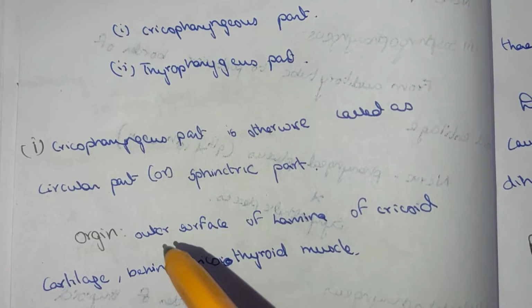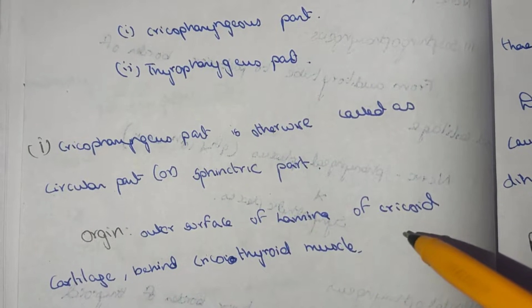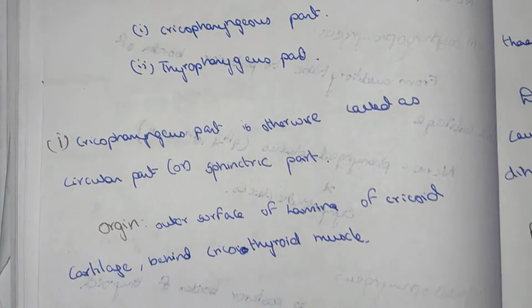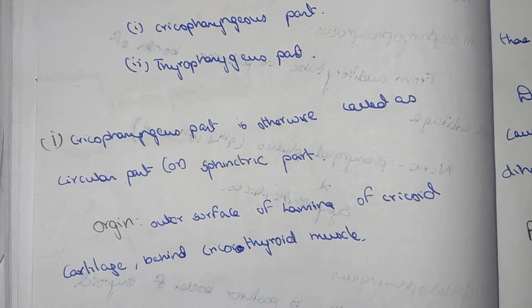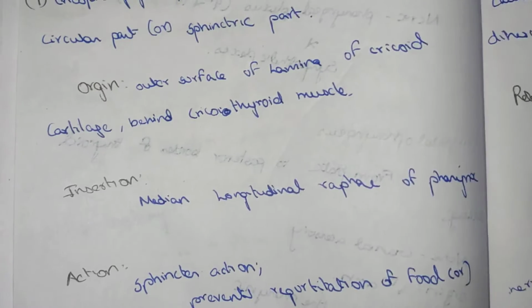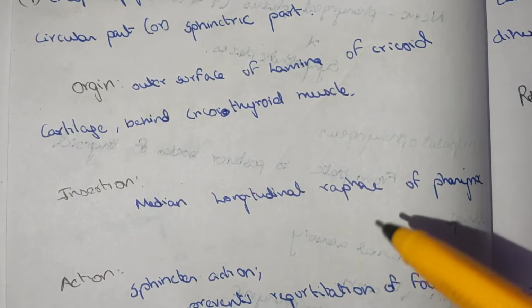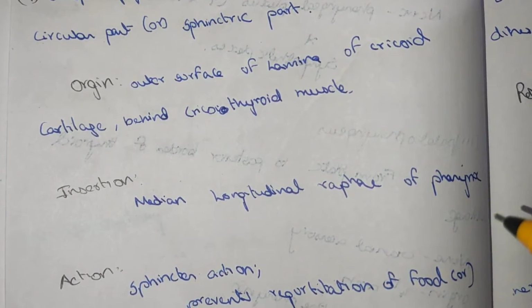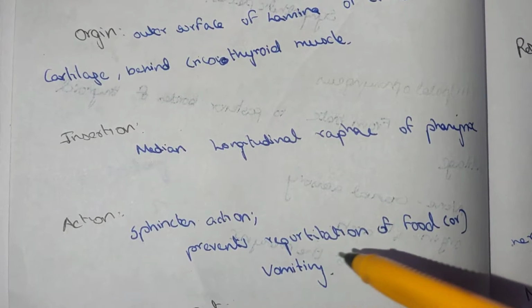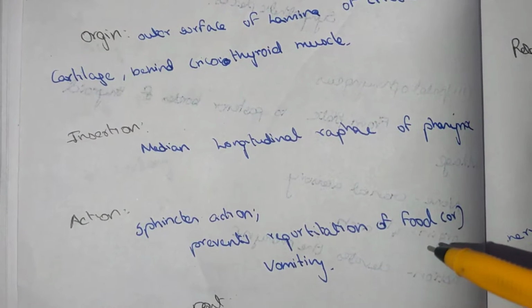The origin is from the outer surface of the lamina of the cricoid cartilage behind the cricothyroid muscle. The insertion is into the medial longitudinal raphe of the pharynx. The action is sphincteric action, prevents the regurgitation of food as well as vomiting.